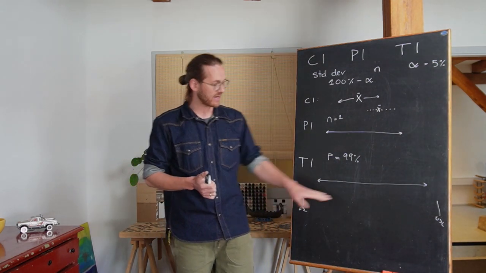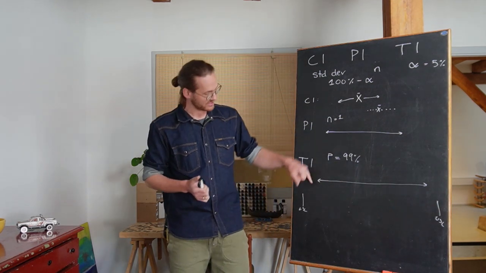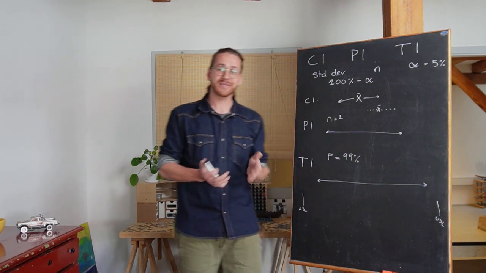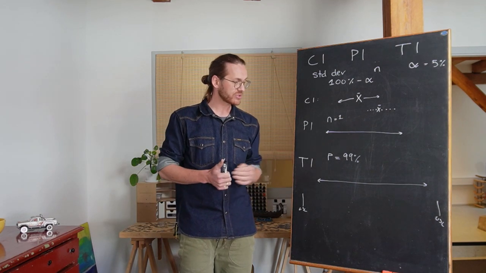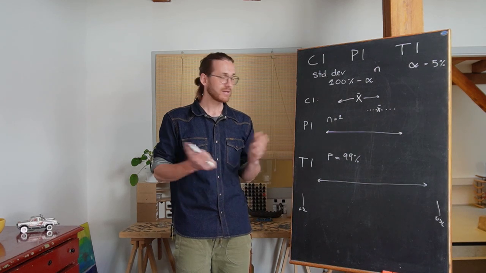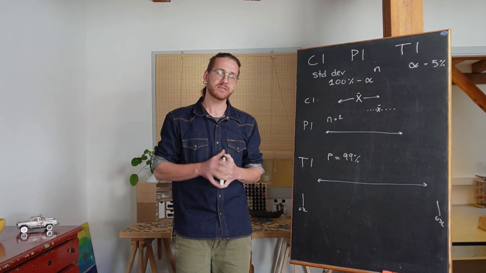Now I kind of ran out of room here because you can see I'm actually kind of close to the upper spec, but still it's a cool thing to say. There's only 1% that will fall outside this band. Yeah, so those are the 3 main statistical intervals.